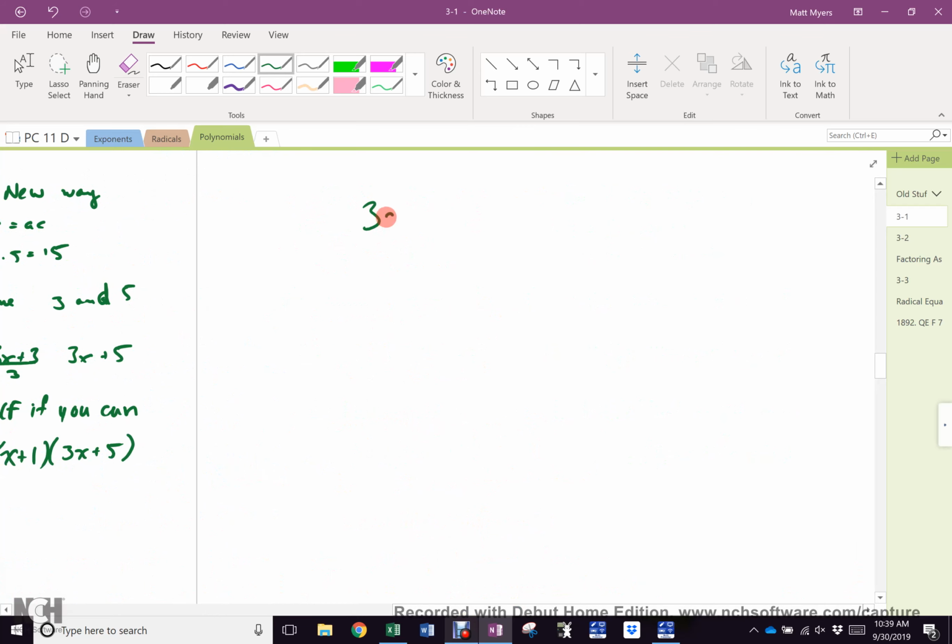There is another way, 3x squared plus 8x plus 5. There's another way to do these, and it's simply this. You factor the first one. It can only be 3 and 1, right? You factor the second one. It can only be 5 and 1, right? So you know that it's going to be 3 and 1 on one side and 5 and 1 on the other side. And then you just start basically guessing.